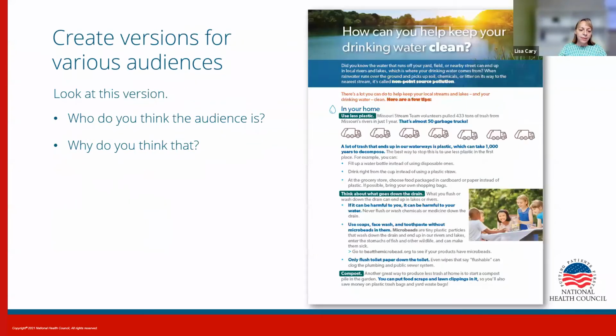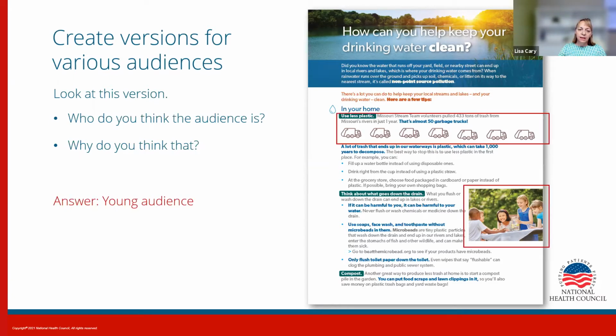So, okay, here's a different version of the same idea. It was in the same campaign. And this one, by contrast, is for a young audience. And you can kind of tell, it's got plenty of white space. We've got the little icons of the garbage trucks and the fact that we're equating the 433 tons of trash to almost 50 garbage trucks.